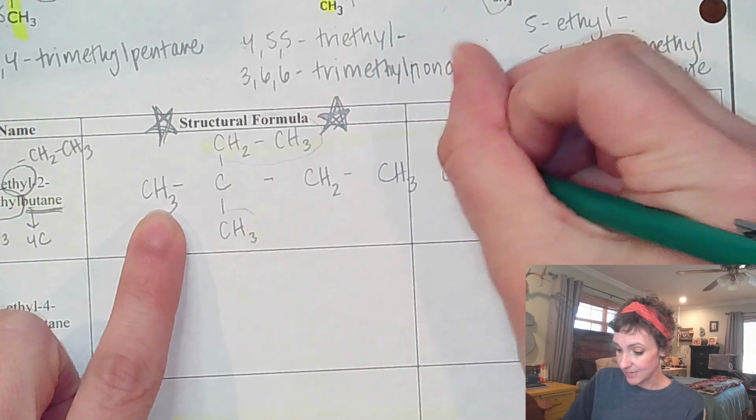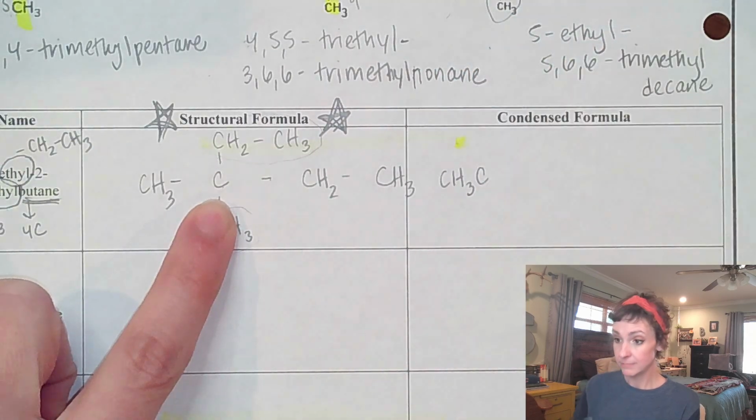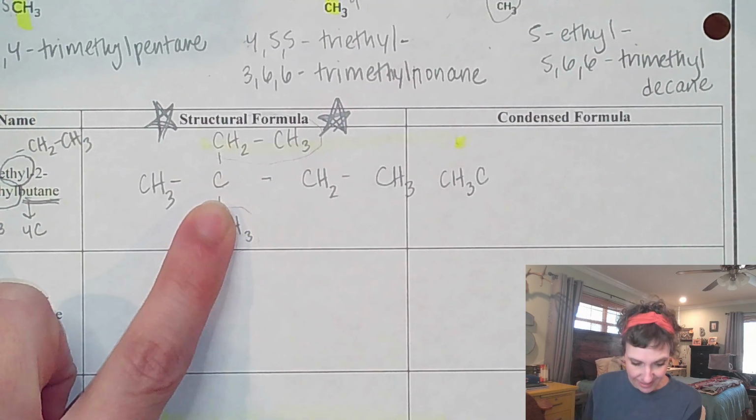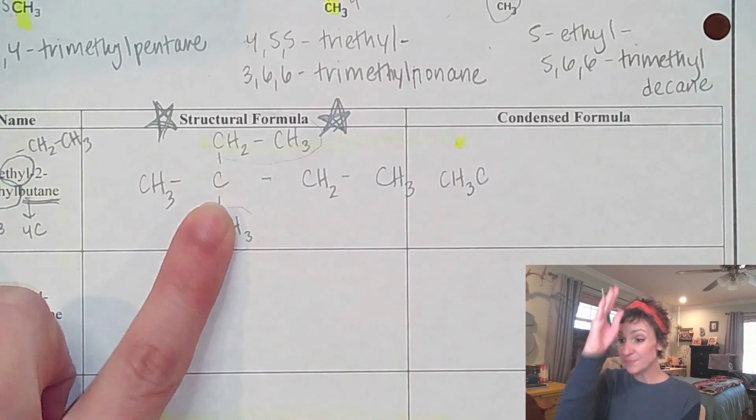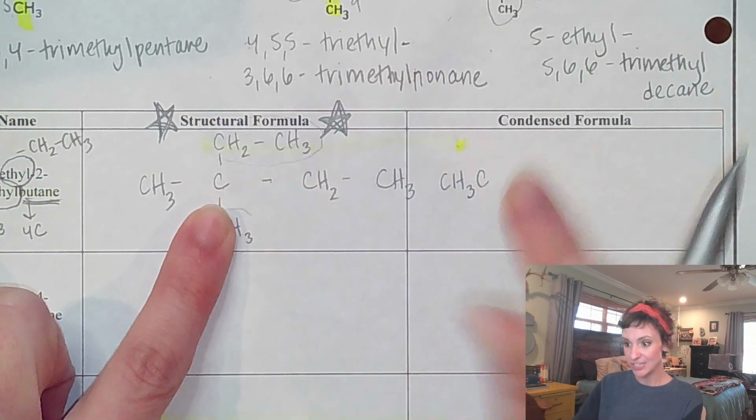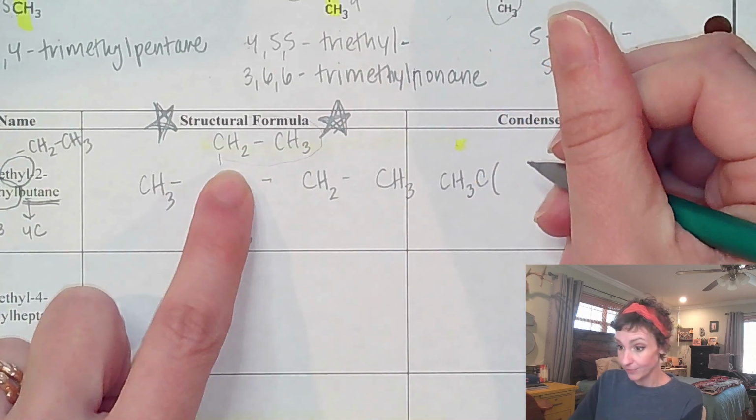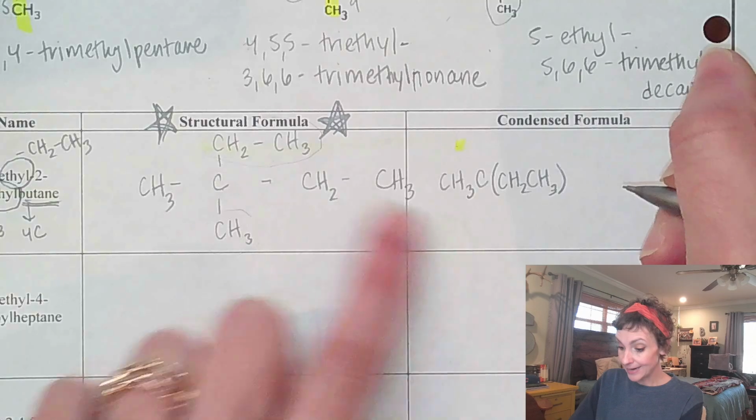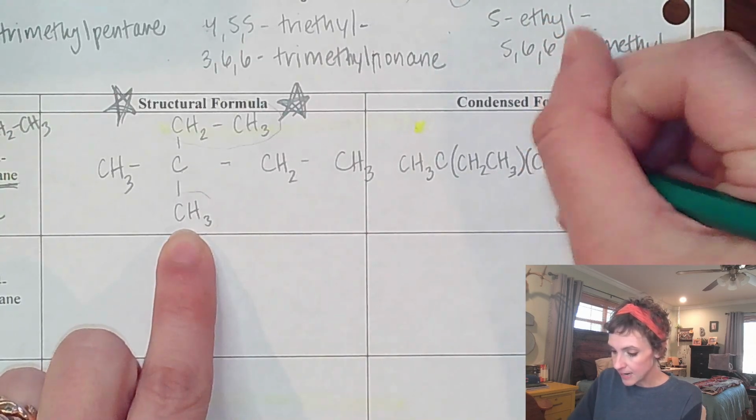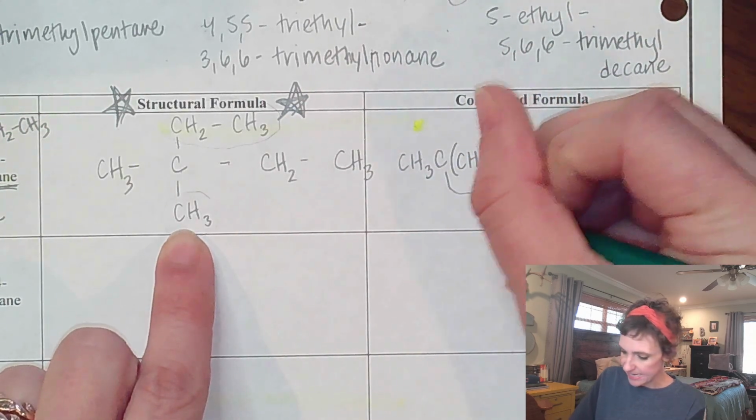That's CH3, CH3. The next thing I see is a carbon, C. But he is attached to things, even though I'm not writing CH something, he's attached to an ethyl group and a methyl group. So if there's something branched off of a carbon, I'm just going to, in parentheses, after that specific carbon, write what they are. I've got an ethyl group, CH2, CH3, and I've got a methyl group, CH3.